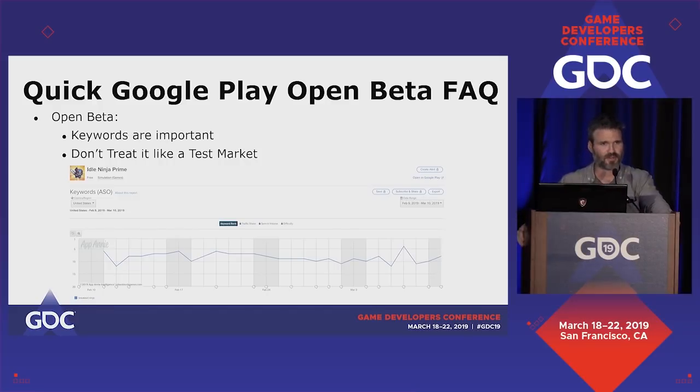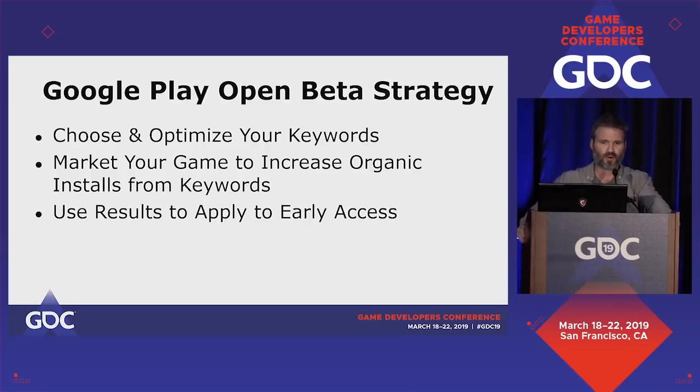The second one is keywords. Keywords are one of those things that everyone talks about quite a bit, and they're really important, particularly in open beta, and it's a critical part of the strategy for open beta. So that strategy, and I'm going to walk through each of these steps in turn, is the most complicated thing that we're going to talk about today. But it has a lot of value to it.